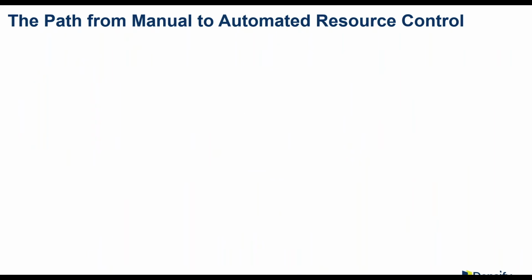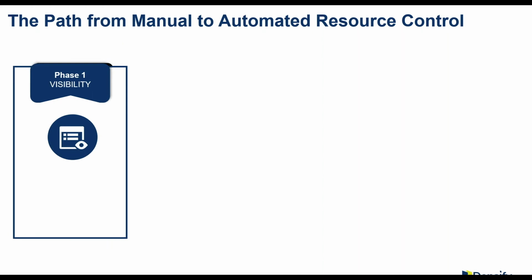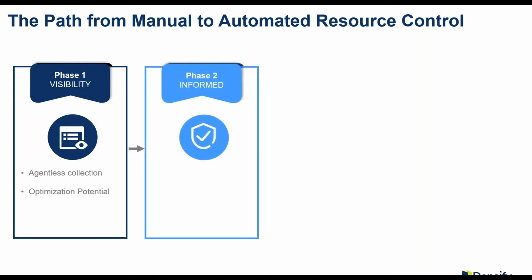And then finally, as part of the process, what we're trying to help customers do is get from that manual resource control to an automated resource control situation. And we do that through a number of steps. So initially, it's to start with the visibility. So you need to understand what the optimization potential is. Where is your risk? Where is the opportunity to save costs? So by bringing Densify in and doing that analysis, you can very quickly get your optimization potential.